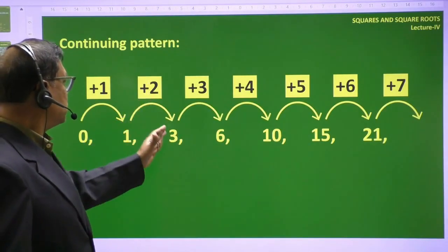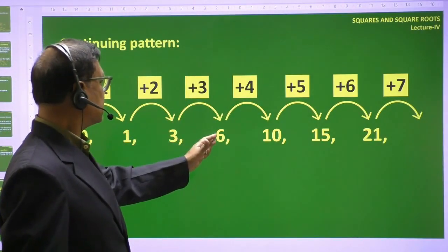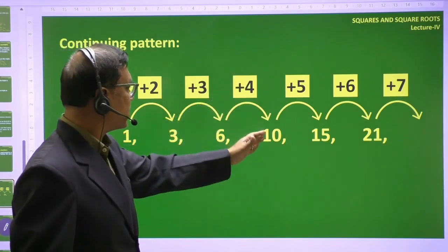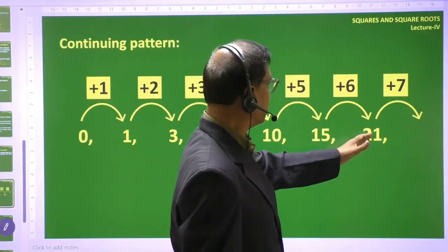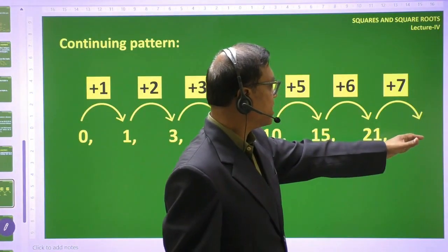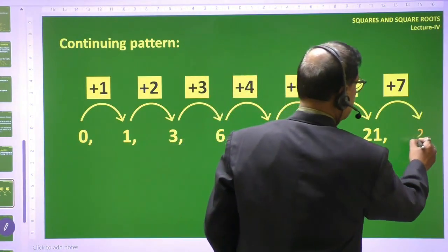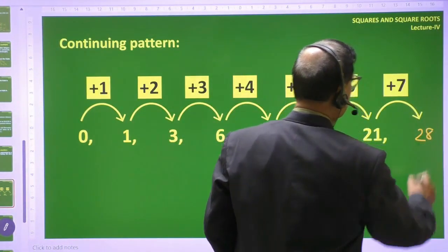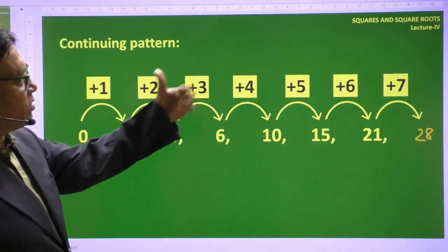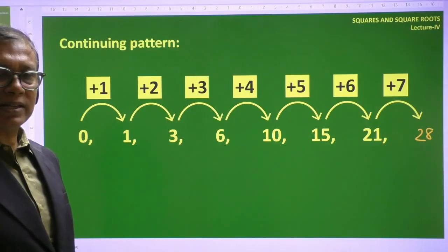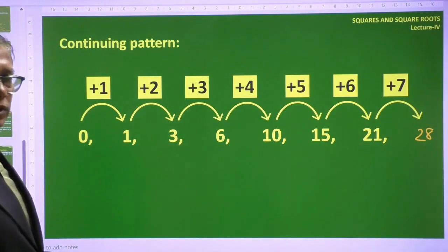1 plus 2, 3. 3 plus 3, 6. Then 6 plus 4, 10. 10 plus 5, 15. 15 plus 6, 21. So what will be the next triangular number? 21 plus 7, 28. Yes or no? So the next triangular number will be 28. So easily we can find all other triangular numbers. But here, notice one thing, why I wrote 0 here?